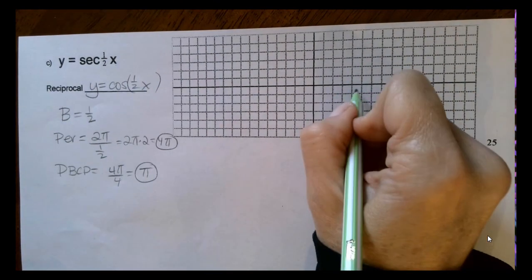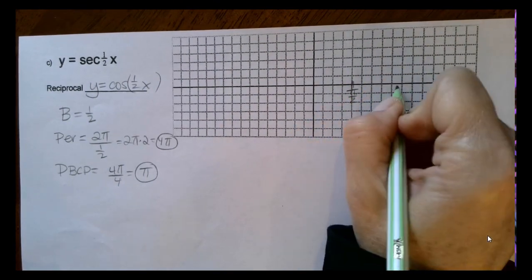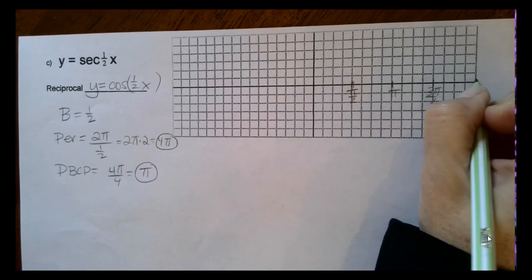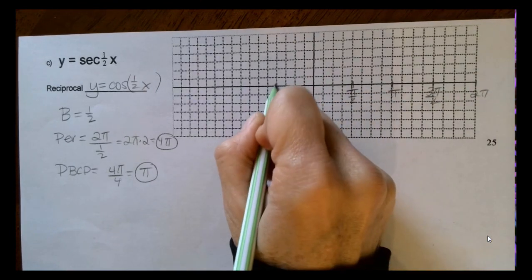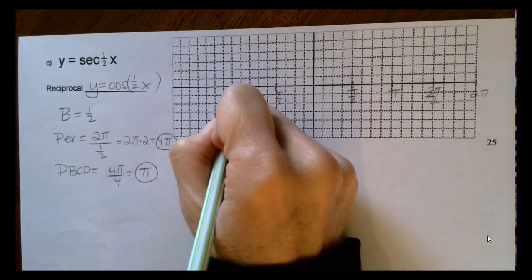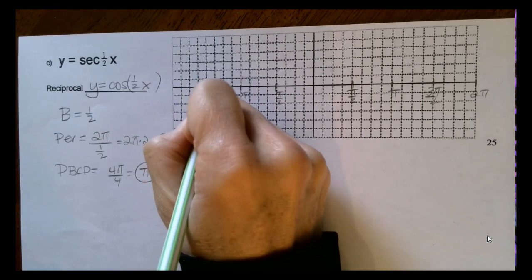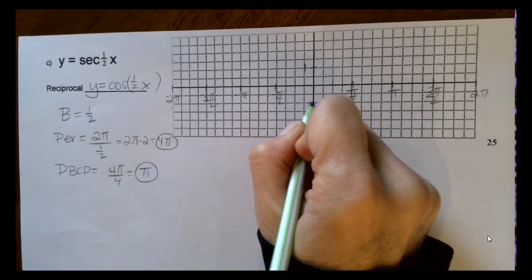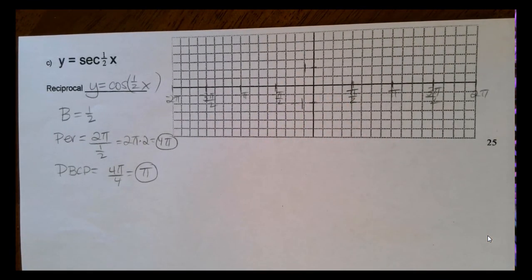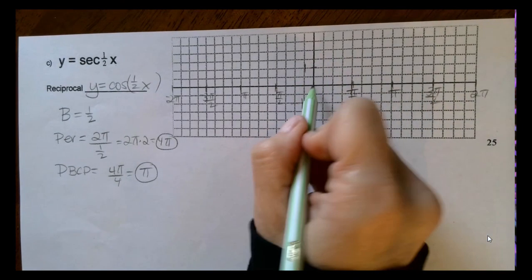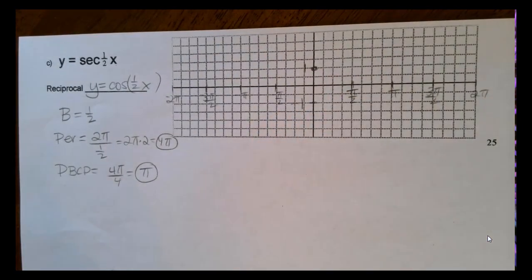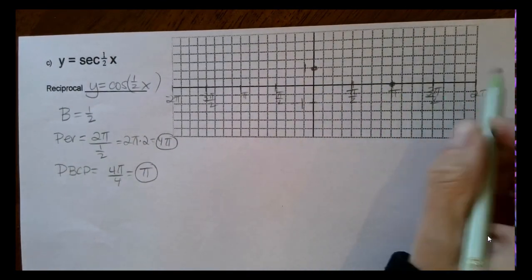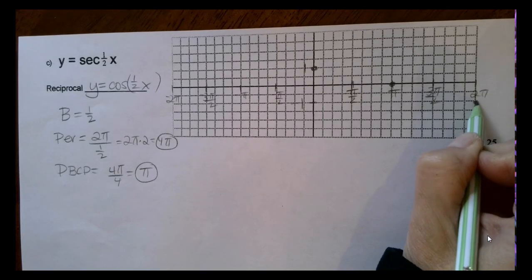I'm still going to label every pi over 2. And I'm still going to go up 2 for 1 on the y-axis and down 2 for negative 1. Now, cosine starts at the max. So at 0, it has a point at 1. But this time, the distance between critical points is pi. So now at pi, I'm going to do a point at the x-axis. And then at 2 pi, I'm going to do the minimum of negative 1.